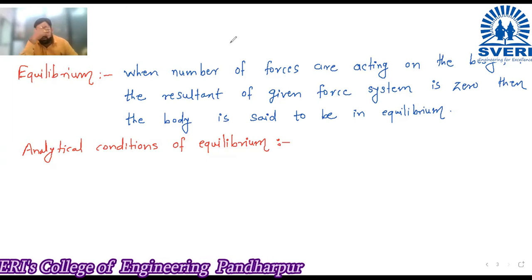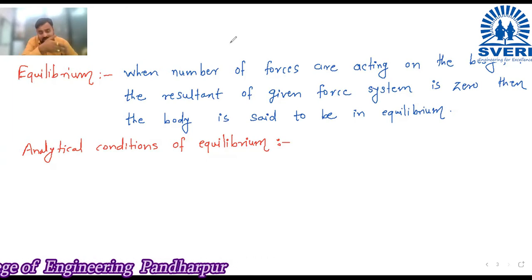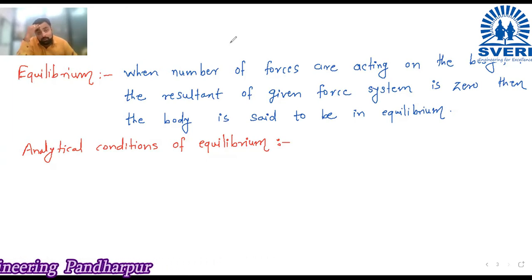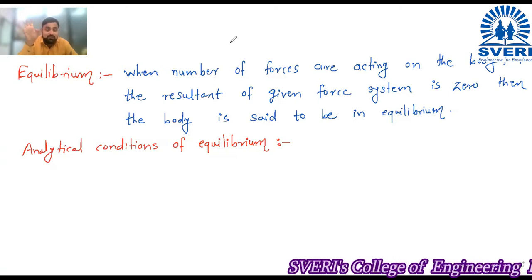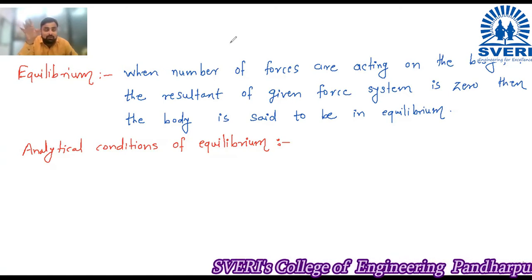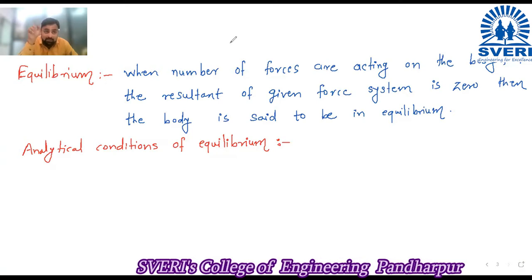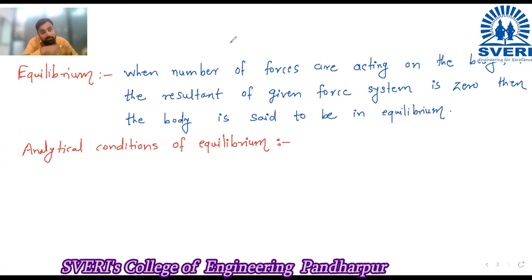So, if you remember in the last chapter, when we were solving the problem, sometimes we took summation M is equal to 0. At that point, what was the condition? The resultant is passing through that point. That was the condition. That is why we have taken summation M is equal to 0 in the previous chapter.